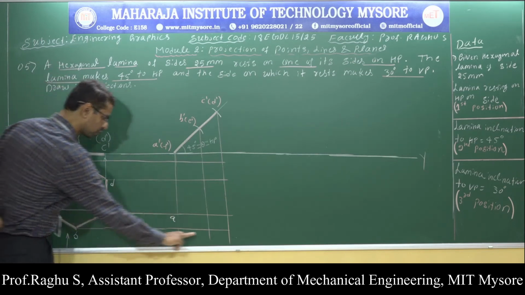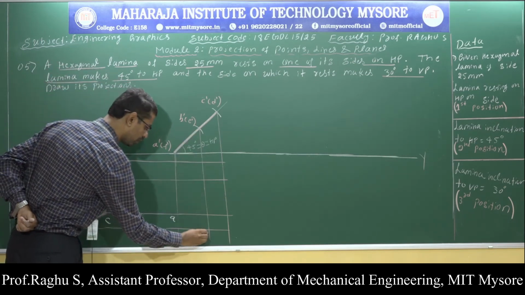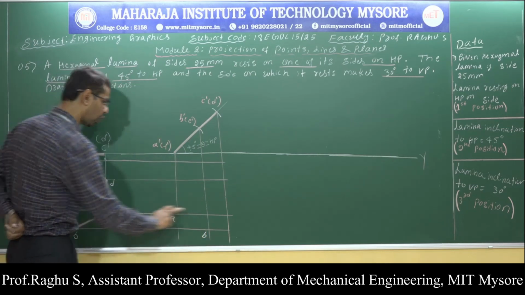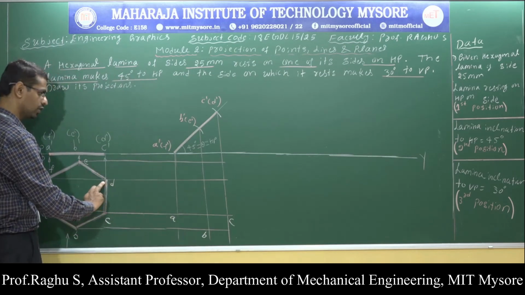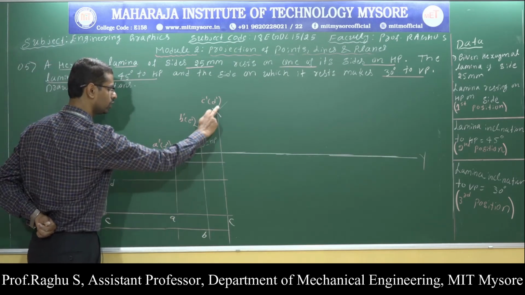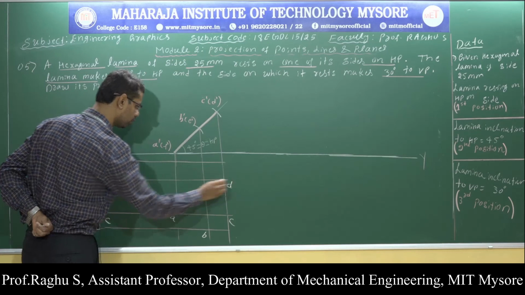This is the horizontal projection of point B. This is the vertical projection of point B. So this is point B. This is the horizontal projection of point C. This is the vertical projection of point C. This is point C. So this is the horizontal projection of point D. This is the vertical projection of point D. So this is point D.